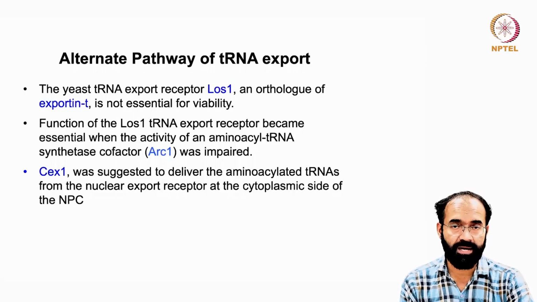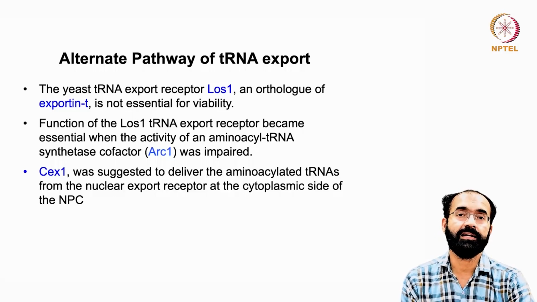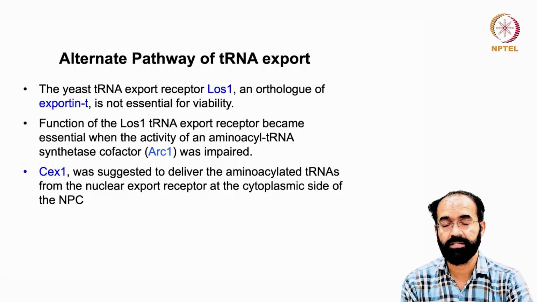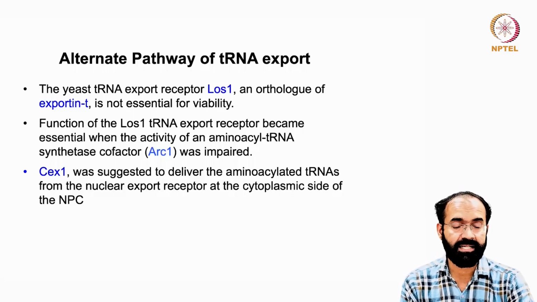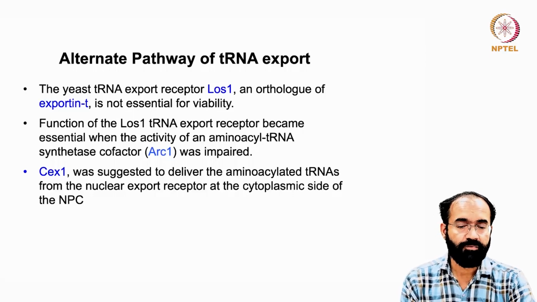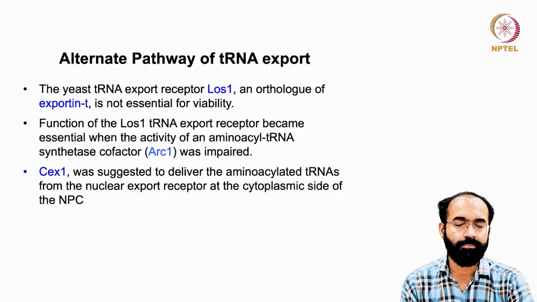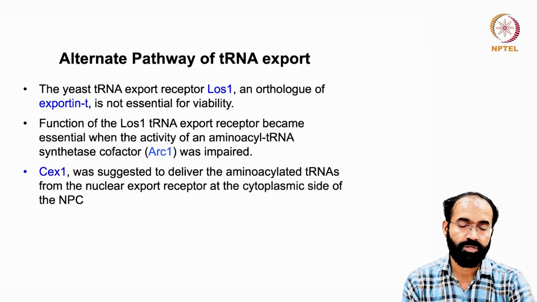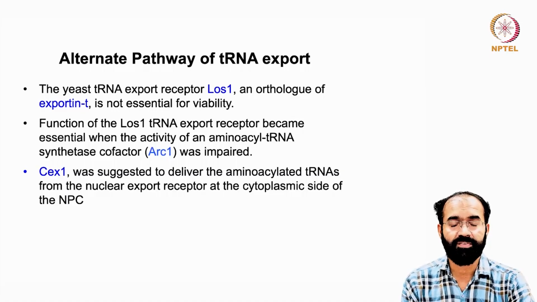It may sound a little surprising, because you cannot assume that the tRNA need not be transported to and from the nucleus in the case of yeast. That's not the case, because LOS1 is the functional counterpart of exportin T seen in metazoans. So how does this happen? The function of LOS1 tRNA export receptor became essential when the activity of an amino acid tRNA synthesis cofactor known as ARC1 was impaired. So what it indicates is LOS1 is doing the job of exportin T, but if LOS1 is missing, then it is not affected. So we should assume the tRNA transport is not affected.